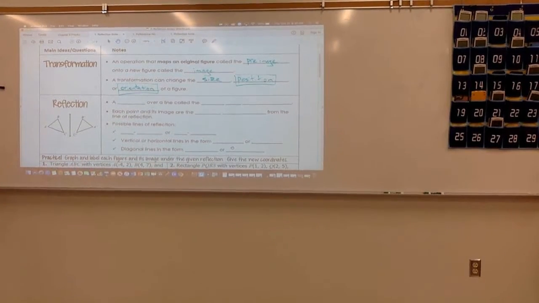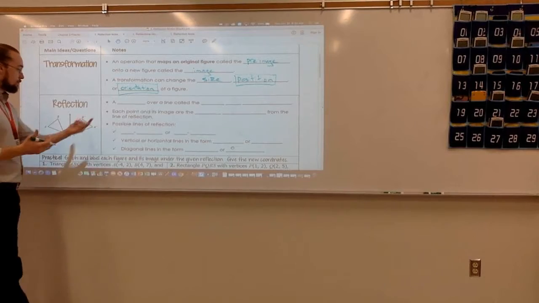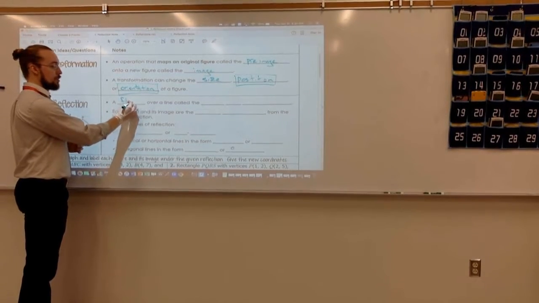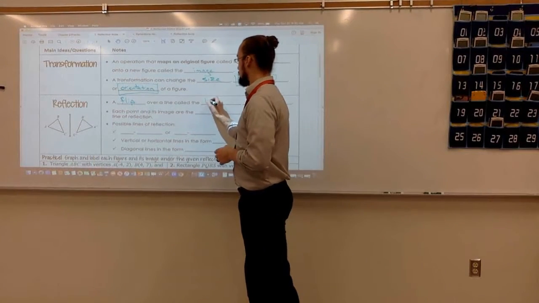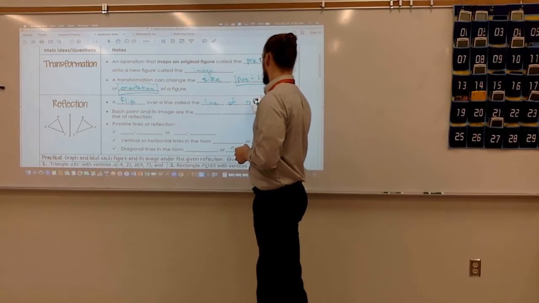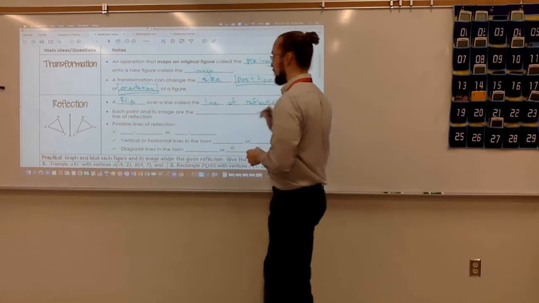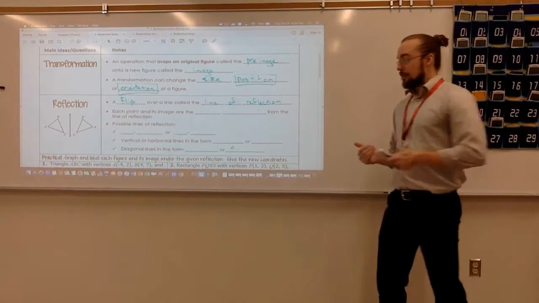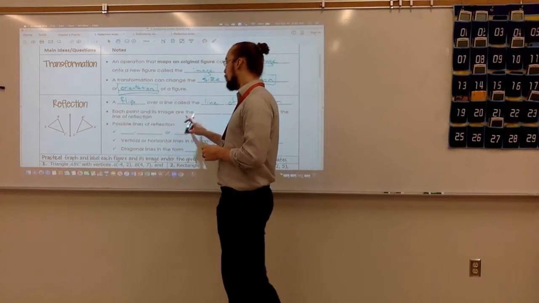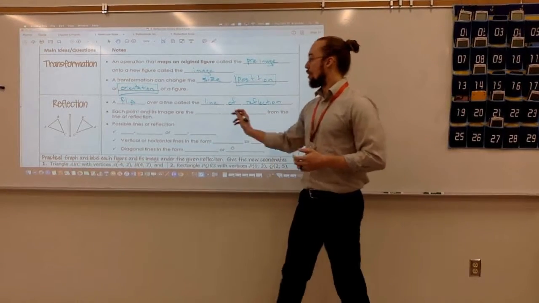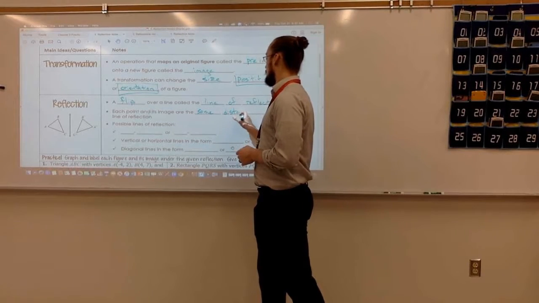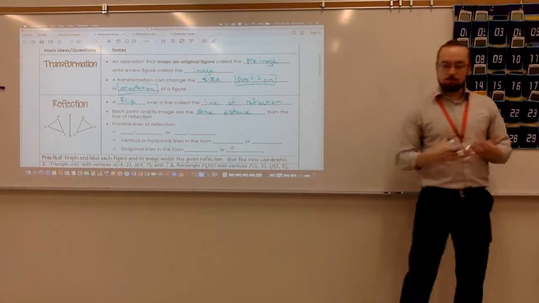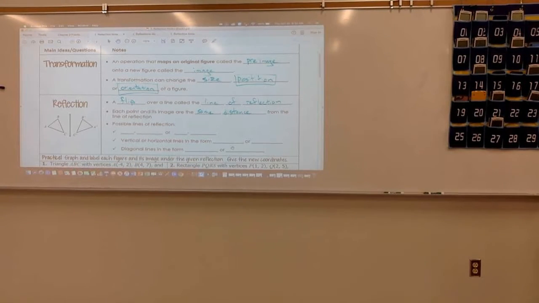So the first transformation that we're going to look at today is reflections. A reflection is just a flip over a line, and we call that line the line of reflection. Now, the key is that each point and its image are the exact same distance from the line of reflection. And we'll take a look at what that means here in just a second.